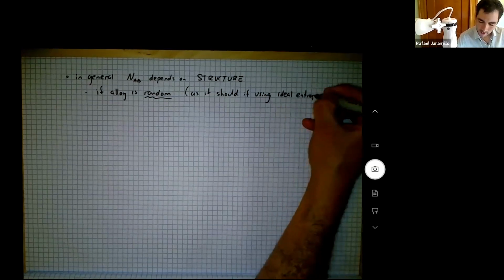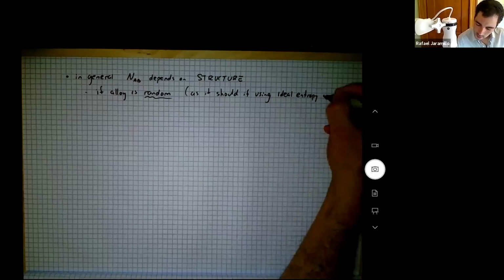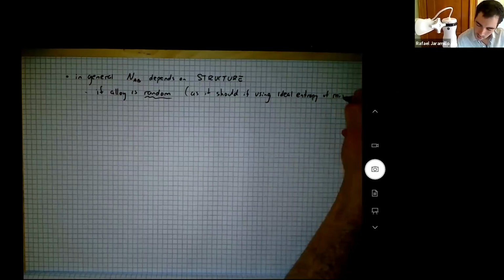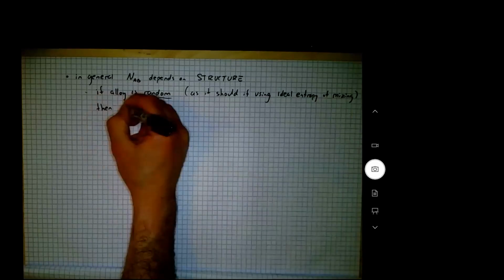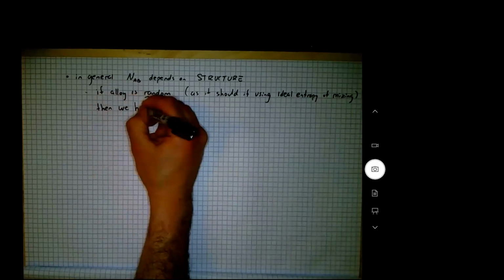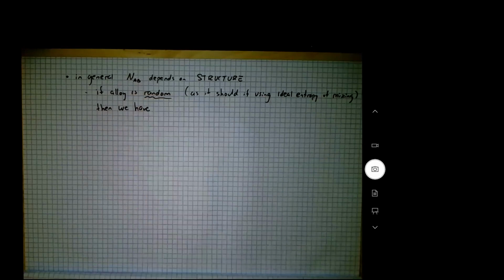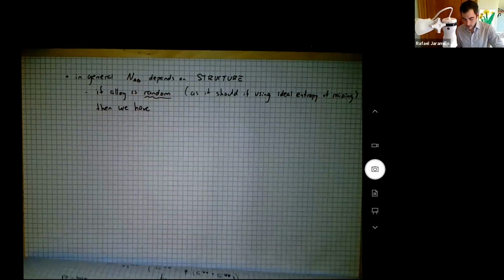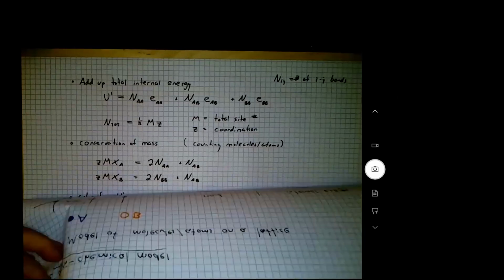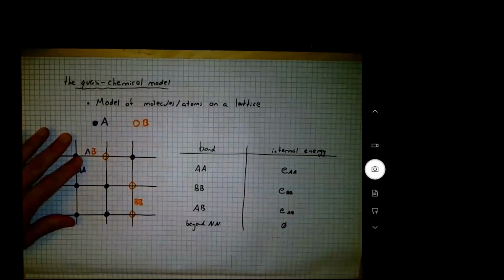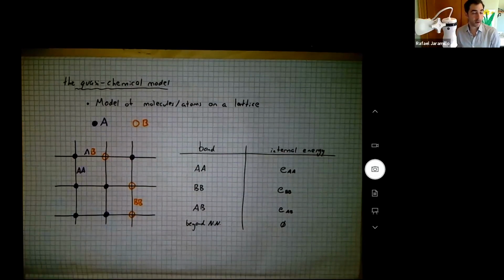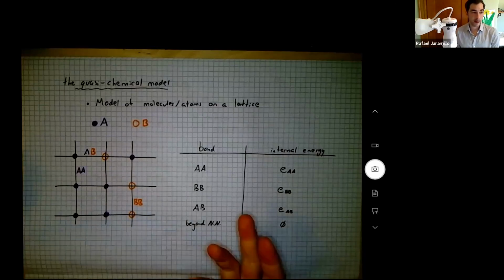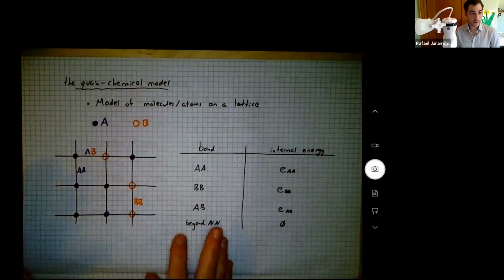Anybody want to volunteer a guess? There's no general consistency for the arrangement of A's and B's. Right. So a random alloy is you have some crystal lattice. That's the correct answer. You have some crystal lattice, and you have an alloy, so it's a mixture of components, and you distribute the components on the lattice at random. No order. Right. Okay.